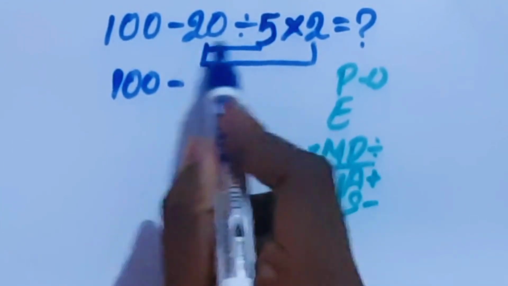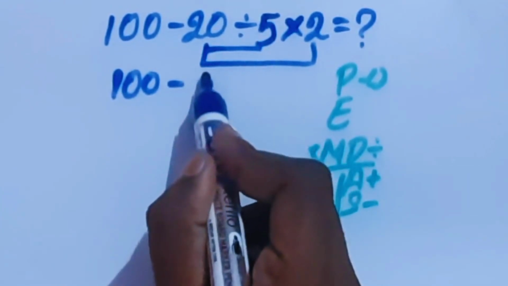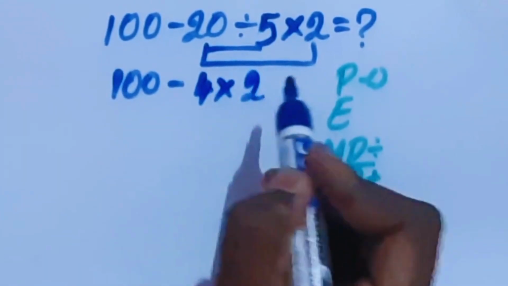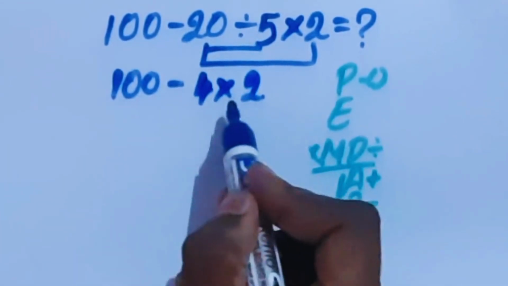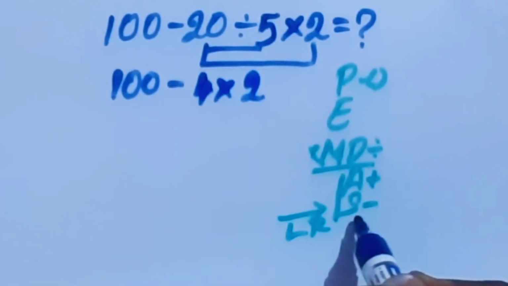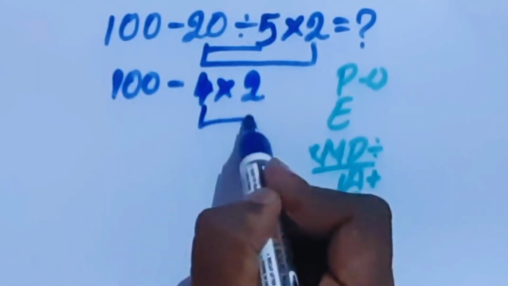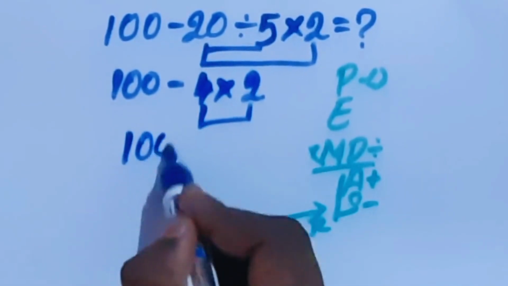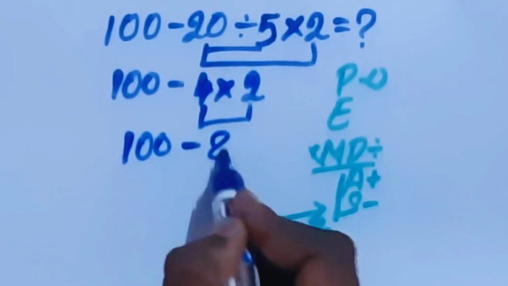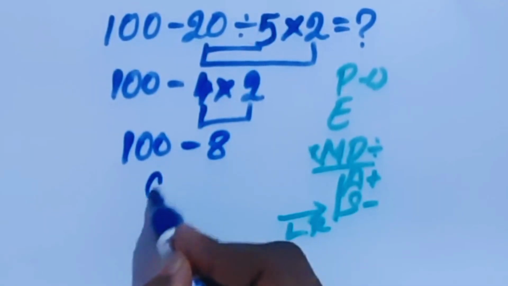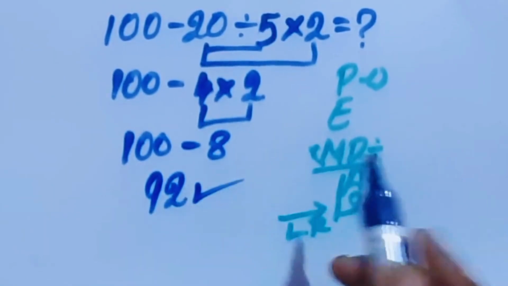So 20 divided by 5 is 4, times this 2. Now we have subtraction and multiplication. Here multiplication is higher priority than this subtraction. So multiplication we have to do before this subtraction. So 100 minus 8. Here 100 minus 8 is 92, which is the correct answer.